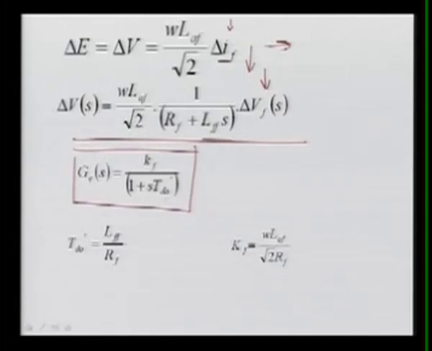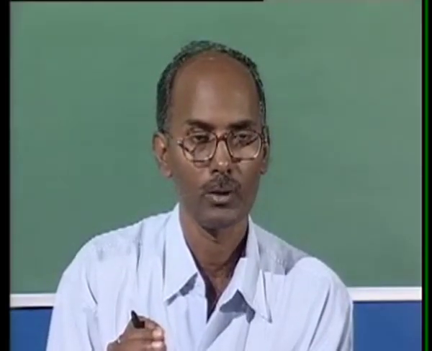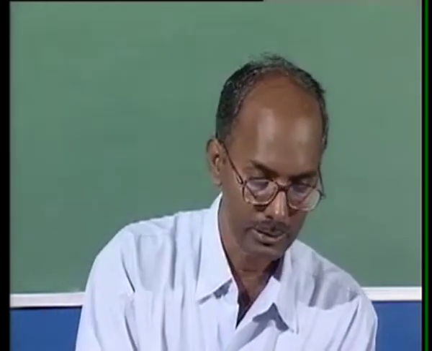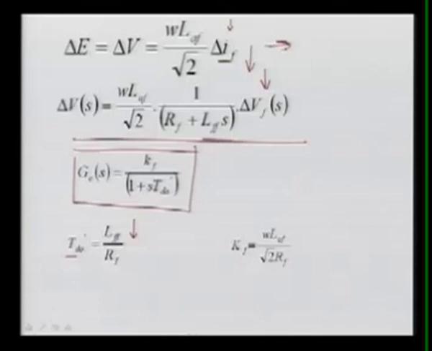Now, why have I written Td0 prime? Td0 prime is Lff upon Rf. When the armature is open circuited, there is no current flowing there, then the time constant of the field, Lff upon Rf, is called Td0 prime.